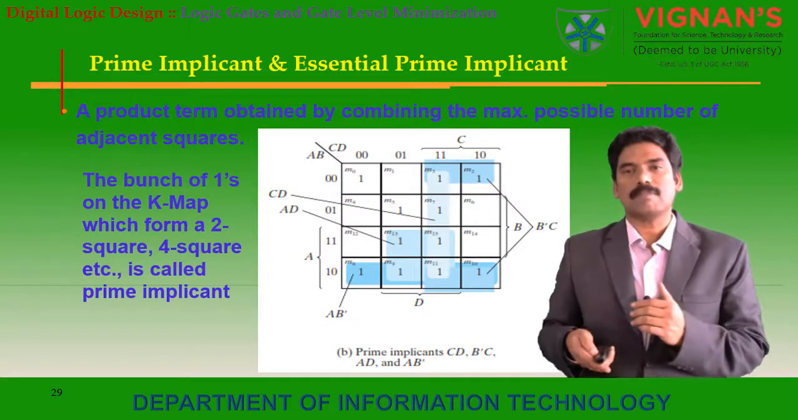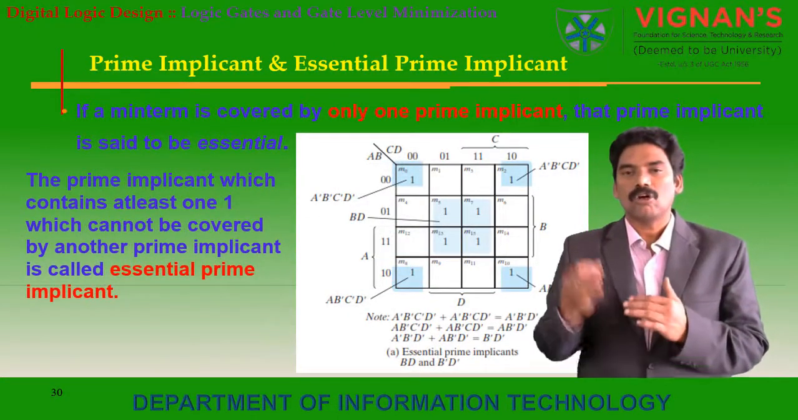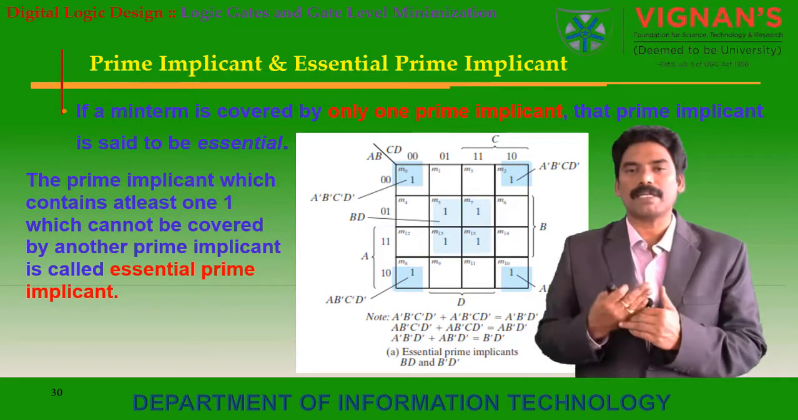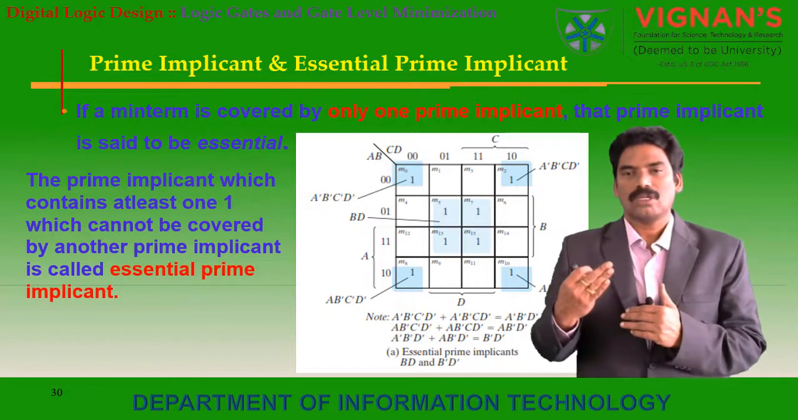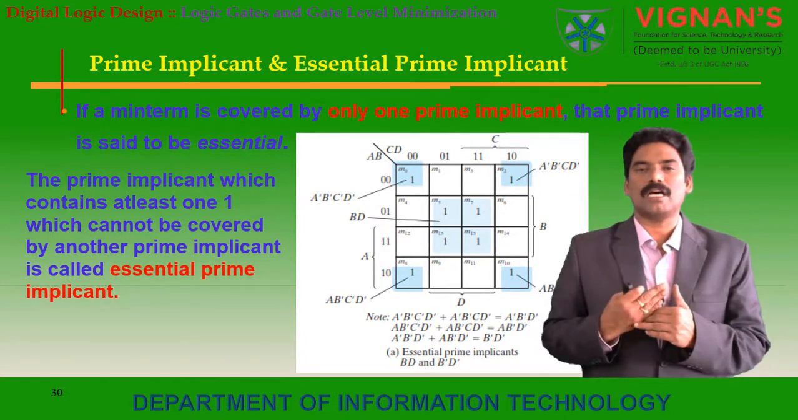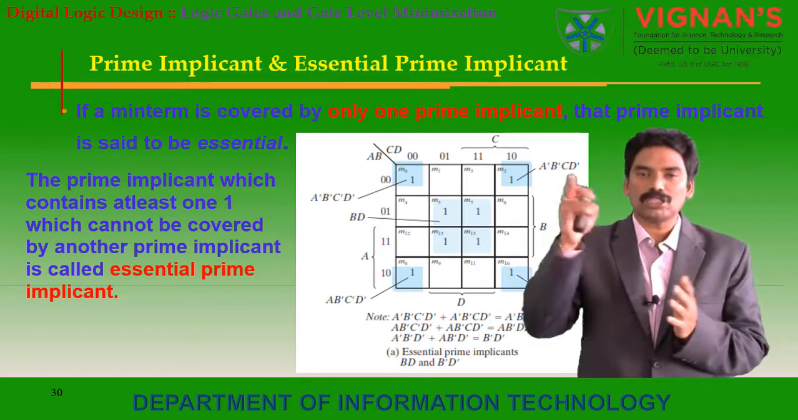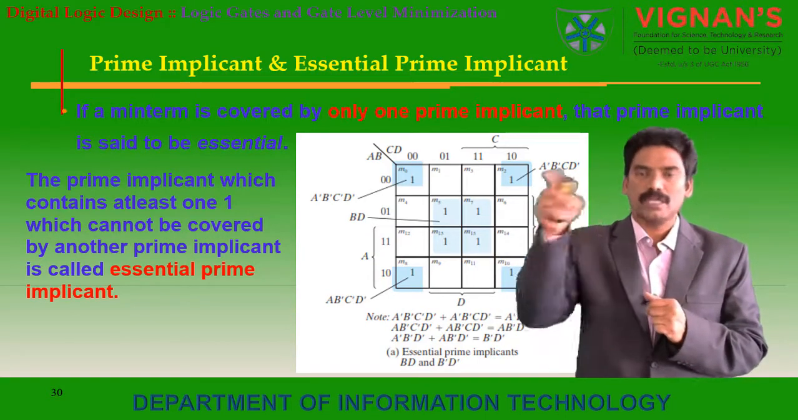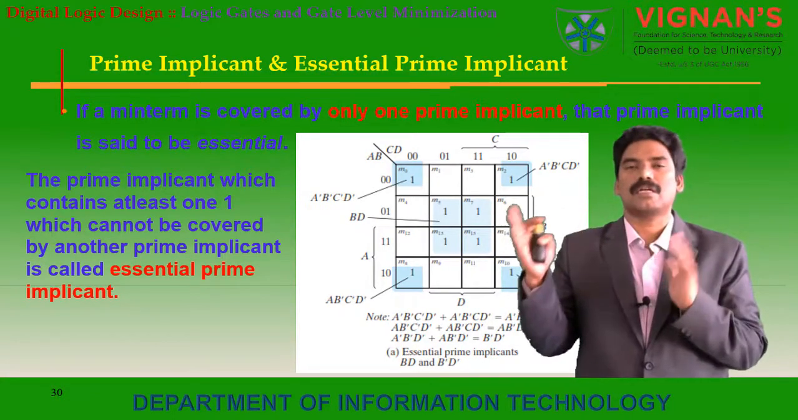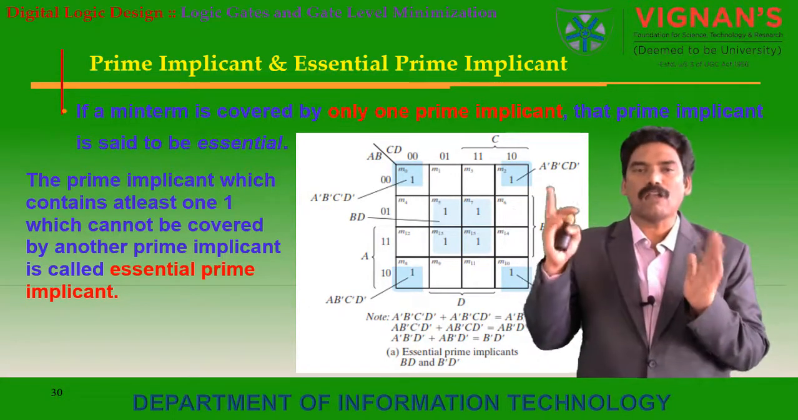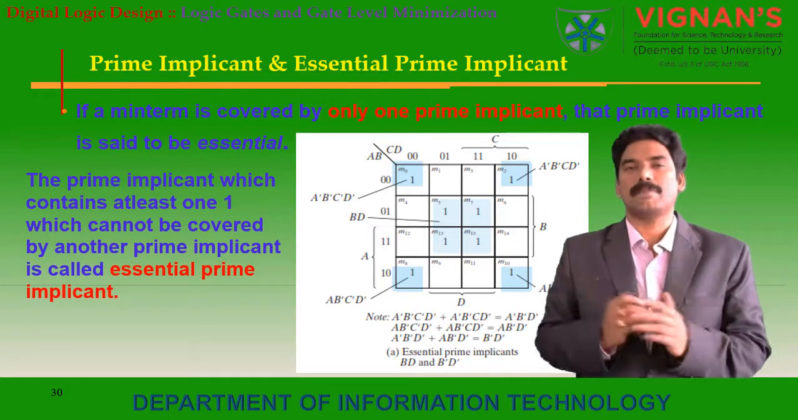In this example, what are prime implicants and what are essential prime implicants? There are many prime implicants, and the essential prime implicants are BD and B bar D bar. BD belongs to the 4 ones in the middle, and B bar D bar relates to all 4 corners. These are called essential prime implicants.